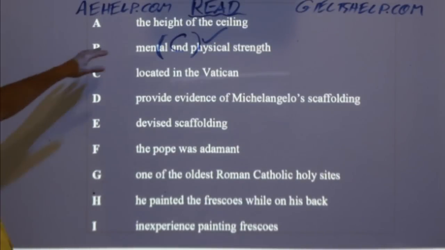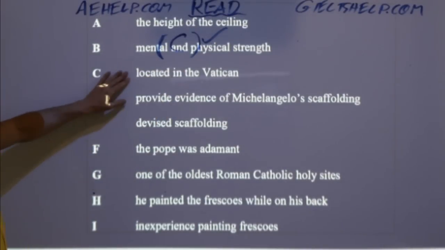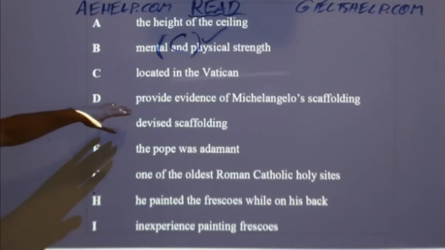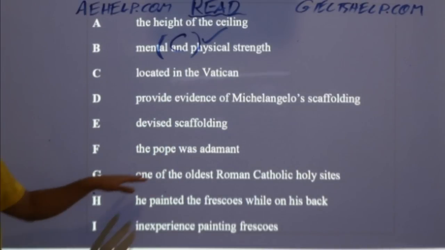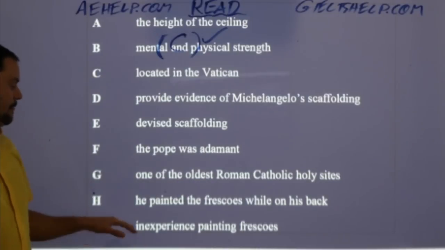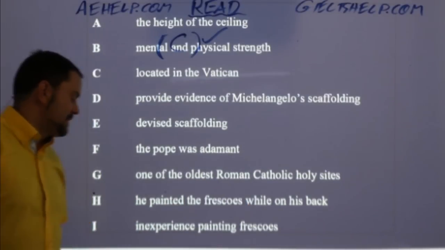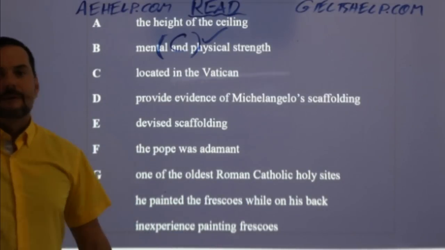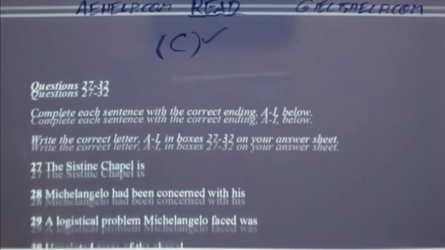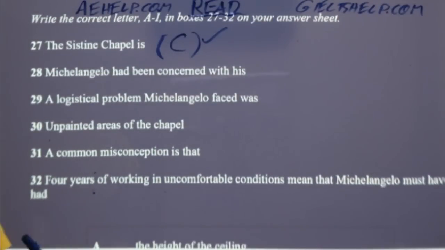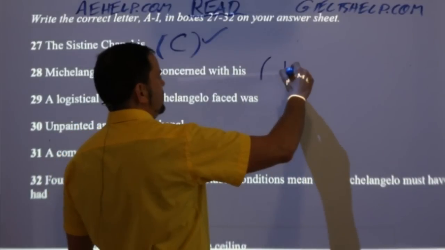The height of the ceiling, mental physical strength, located in the Vatican, provide evidence of the scaffolding, devised scaffolding. The Pope was adamant, one of the oldest. He painted the frescoes while on his back, or inexperienced painting frescoes. C.S. Murad, John Dillon, and everybody else agrees that here the answer should be I. I agree with you that it should be I. Let's do it. Yeah, he's worried about his inexperience.